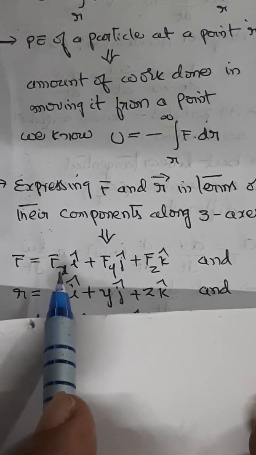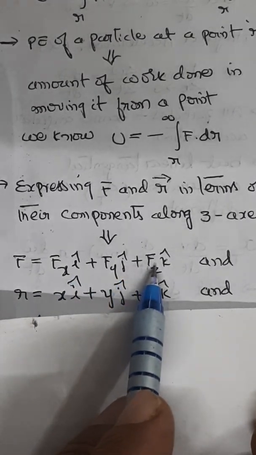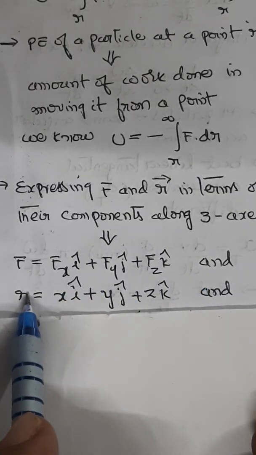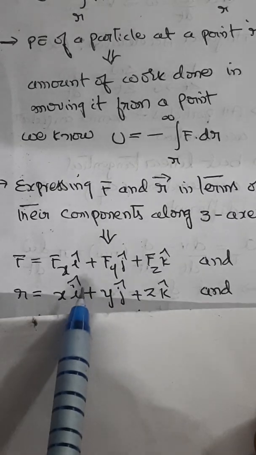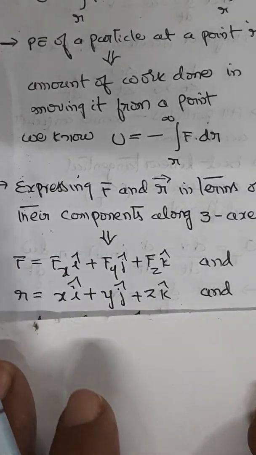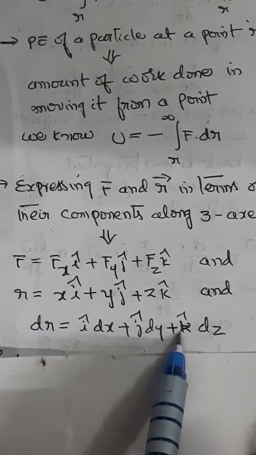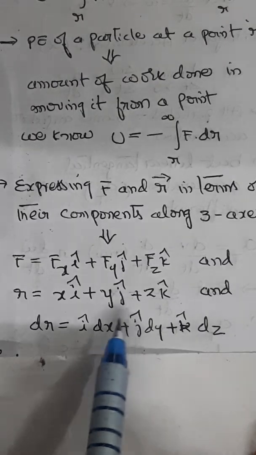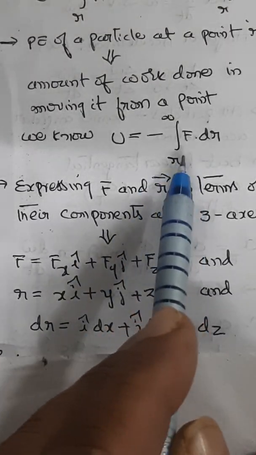F is represented as Fx i plus Fy j plus Fz k. And what is R in a three-dimensional coordinate system? R is nothing but x i plus y j plus z k. Now, when you take a small component, dr will become i dx plus j dy plus k dz. So these two values, we will put into the integral and see what happens.